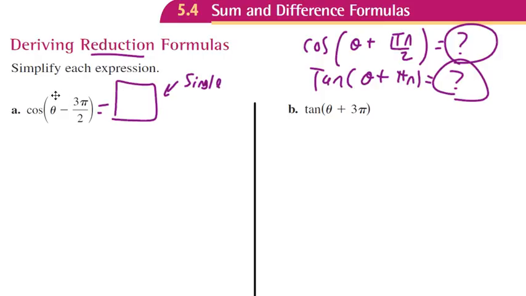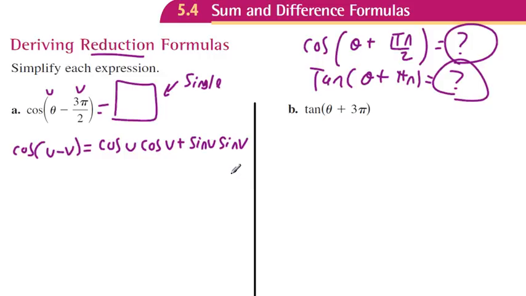Since this is a difference formula, we're going to let theta equal u, and let 3 pi over 2 equal v. So we're going to do the cosine of u minus v. Let's write that down. That's going to be the cosine of u times the cosine of v plus the sine of u times the sine of v. So let's crack down on this. Again, u is theta and v is 3 pi over 2. So it's cosine of theta times the cosine of 3 pi over 2, plus sine of theta times the sine of 3 pi over 2.